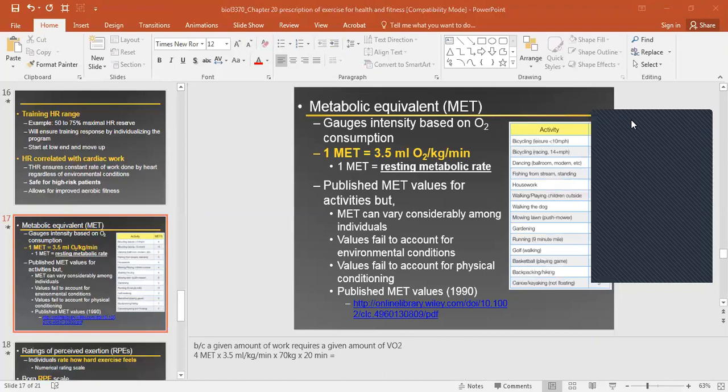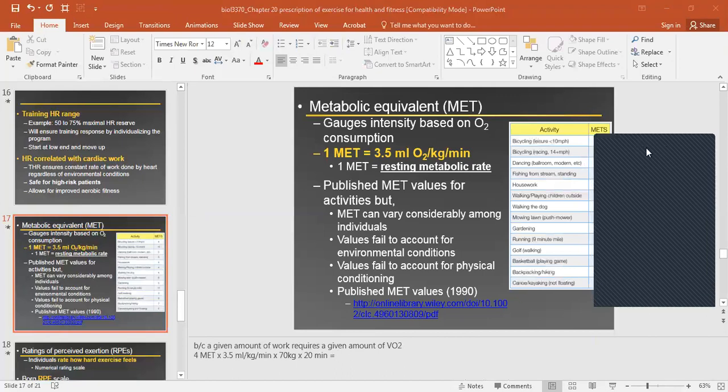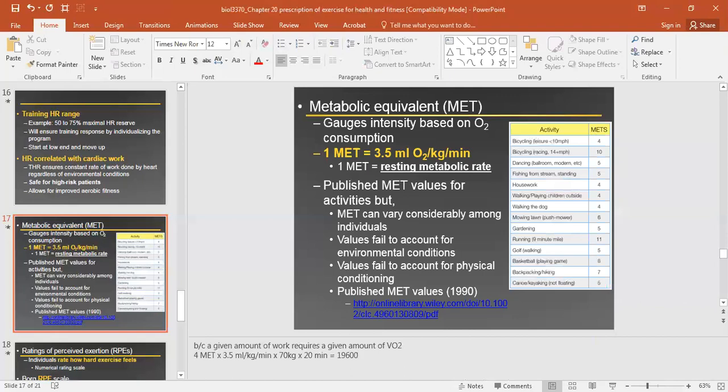The amount of oxygen, I'm going to do this one more time to make sure I did it right. Times 70 is 980. Yep, times 20 minutes. So the amount of oxygen is 19,600. In 20 minutes, that person consumed 19,600 milliliters of O2, which is equal to 19.6 liters of O2.